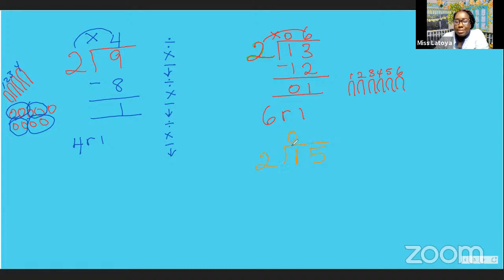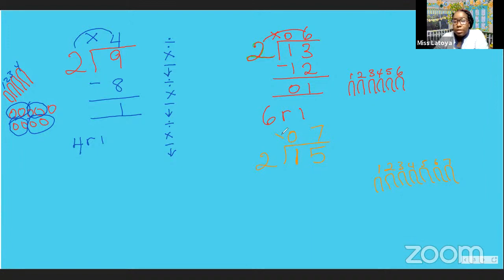2 into 1 is 0. Now I am going to say 2 into 15. How many times could 2 go into 15? 2, 4, 6, 8, 10, 12, 14. If I go on to the next one, I'll get 16. I cannot pass it, all right? So it's going to be 1, 2, 3, 4, 5, 6, 7 fingers I should have up. 2, 4, 6, 8, 10, 12, 14. See? 7 fingers up. 7 comes on top.